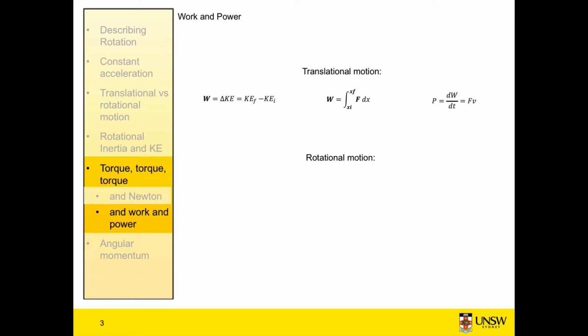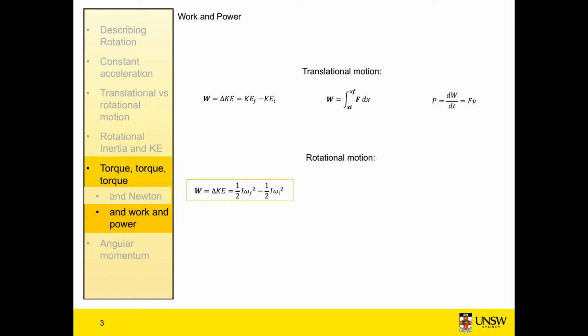So in rotational motion, we know that our kinetic energy is equal to half times the rotational inertia times our angular velocity squared. Substituting that into the translational motion equation, we find that the work done by a rotating object is equal to half times the rotational inertia times the final angular velocity squared minus the initial angular velocity squared. So it is the exact equivalent of how we find work in our linear motion.